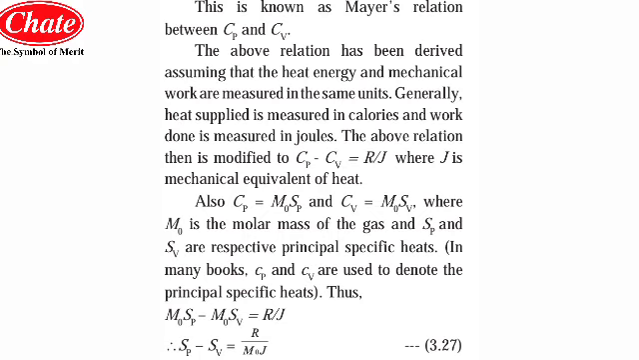Now Cp is equal to M0 into Sp and Cv is equal to M0 into Sv, where M0 is the molar mass of gas and Sp and Sv are the respective principal specific heats. Thus we can write M0 Sp minus M0 Sv is equal to R by J. So this equation may be written as Sp minus Sv is equal to R by M0J. This is the expression that we have to derive, and the problems in the exam will be based on this relation. So this was Mayer's relation that we have seen.